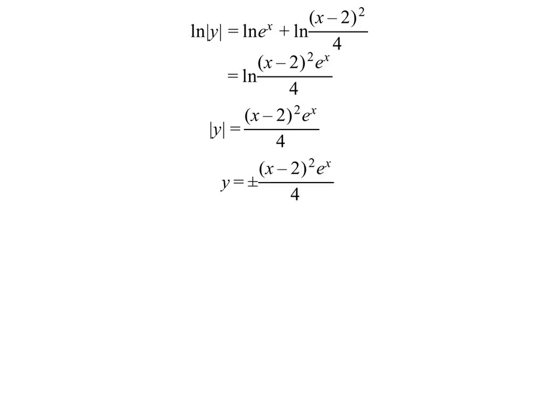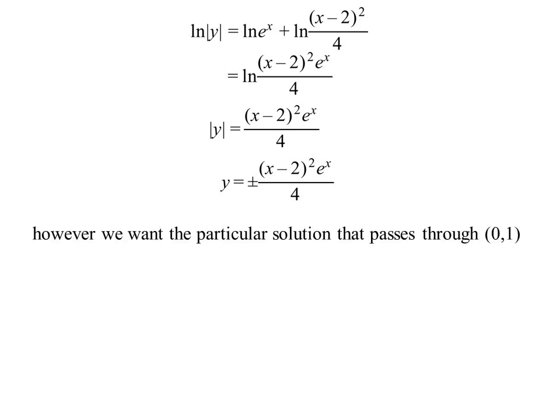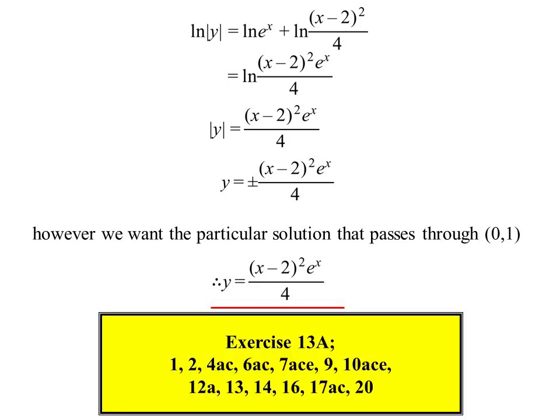So y would equal plus or minus (x minus 2) squared e to the x on 4. But we're looking for the particular solution, remember. So which one is it? Is it the plus? Is it the minus? So let's check. And it's the plus. That will work for this one. So (x minus 2) squared e to the x over 4. Welcome to the world of differential equations.